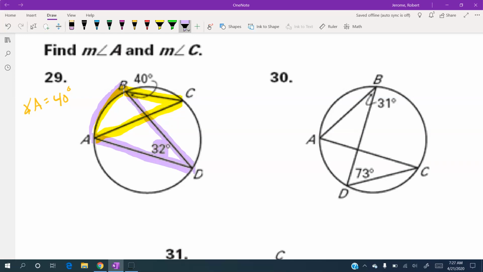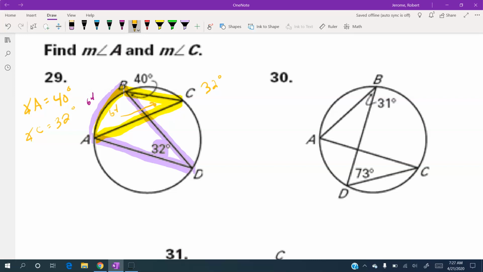And angle D we know. So the angle is 32. The arc is 64. Since the arc is 64, its angle is 32 degrees. So angle C equals 32 degrees. So try number 30. Hit pause now.